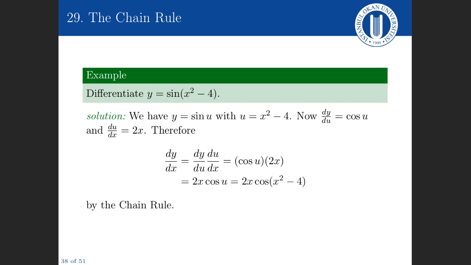So, using the chain rule says dy/dx is the same as dy/du multiplied by du/dx. So what we're doing is cos u multiplied by 2x. Or to say it another way, we have 2x multiplied by cos u. The final step is to replace u by x squared minus 4. The answer to this problem is 2x cos(x squared minus 4).